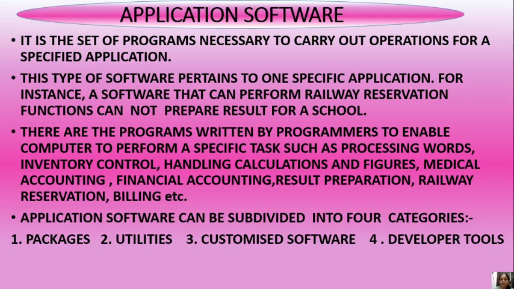For instance, a software that can perform railway reservation functions cannot prepare results for a school. It means if the software is for railway reservation functions, it will not work for preparing results for a school. If you are preparing a school result, at that time the railway reservation software will not work. So we can say application software is a set of programs that will perform a specific task.